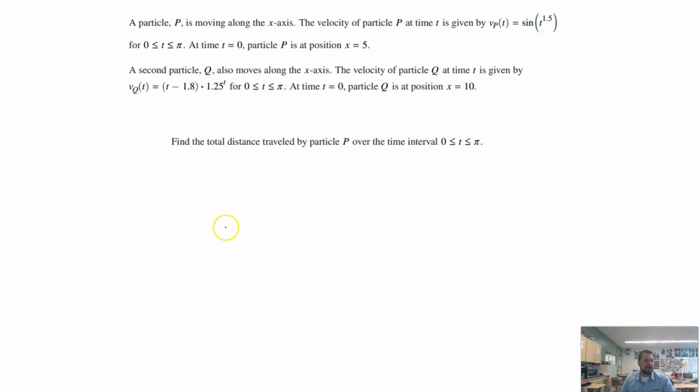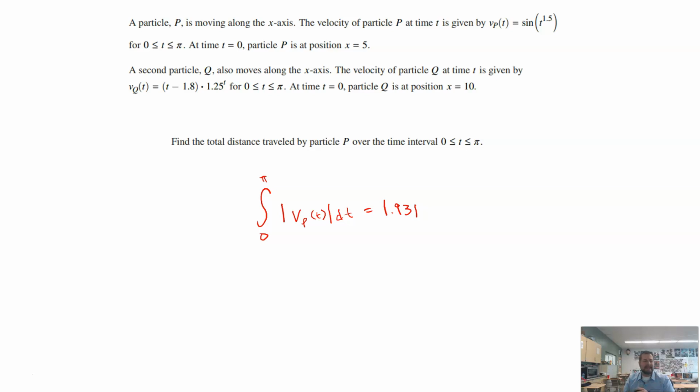Letter D wants to know the total distance traveled by particle P. So again, I think one of the hardest parts of this problem is understanding that I have to keep the particles straight. Luckily for us, the formula for total distance traveled is pretty easy. It's just the integral of the absolute value of the velocity function. And when I type that right into my calculator, and as long as my calculator's in the correct mode, I get 1.931 as my correct answer there.